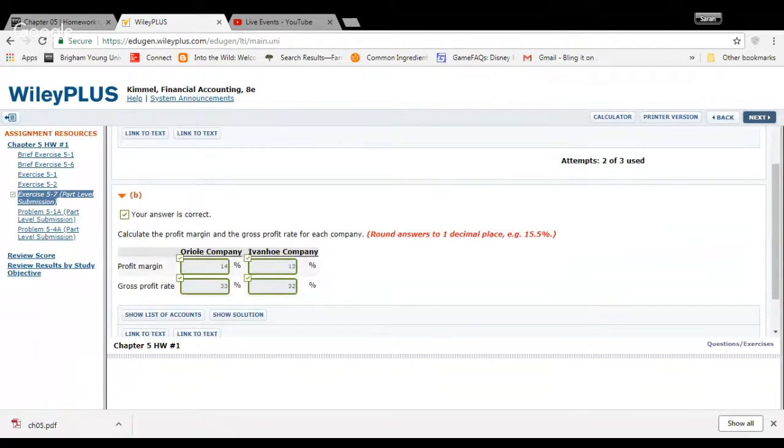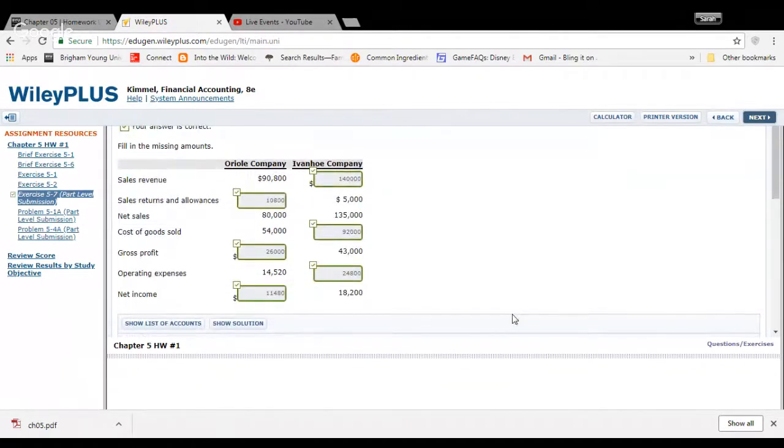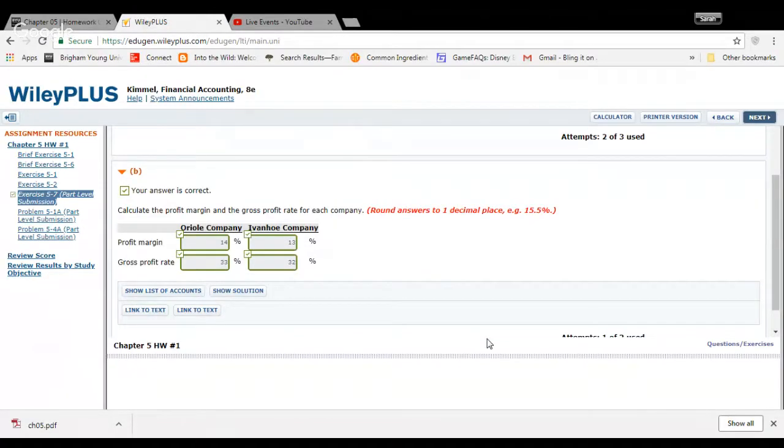And then the same thing for the second company. We have net income of 18,200 over net sales of 135,000, and obviously we get 13%, but just kidding. 18,200 divided by 135,000, and you get 0.134. So again, you keep it at the 13%, instead of having to round.